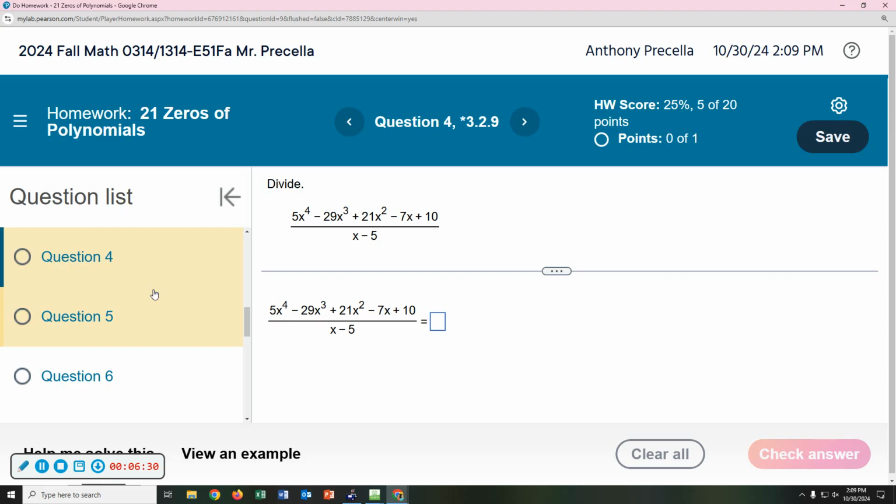We have 5x to the 4th minus 29x cubed plus 21x squared minus 7x plus 10 divided by x minus 5. Make sure I didn't miscopy this. 5x to the 4th minus 29x cubed plus 21x squared minus 7x plus 10, all divided by x minus 5.